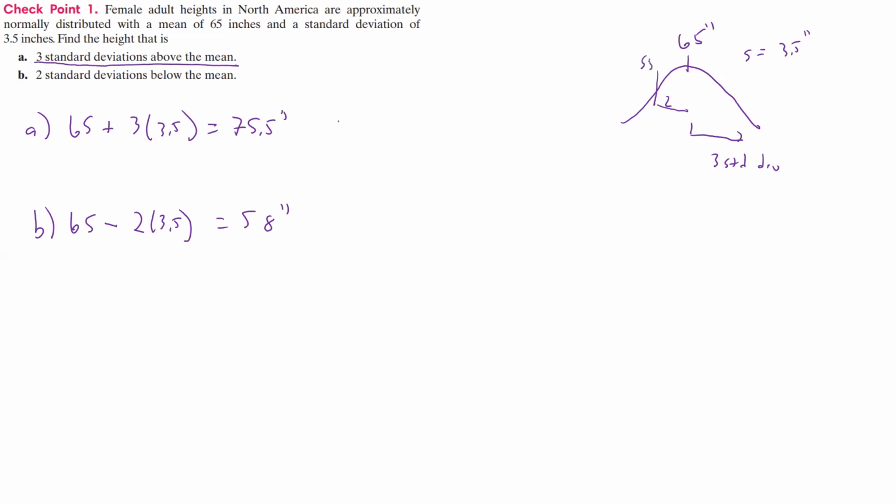So this is 58. This over here is going to be the 75.5. And so that's how we can use our standard deviations and our means to figure out where we are on the chart as far as either 3 above or 2 below.